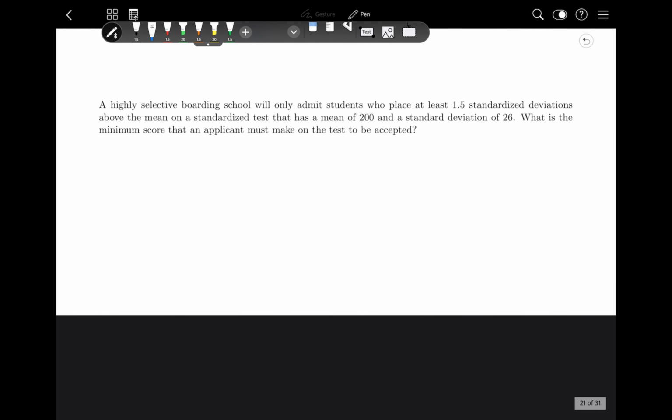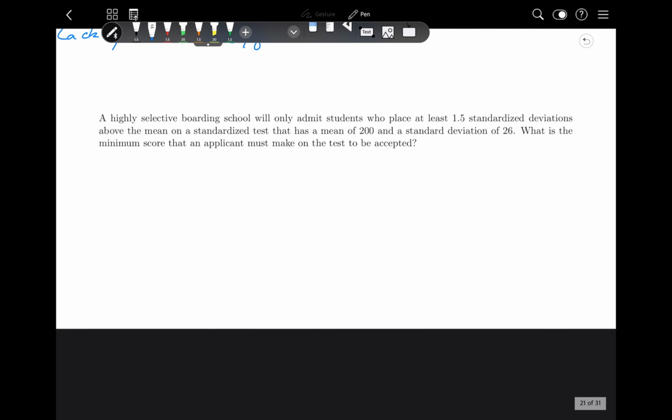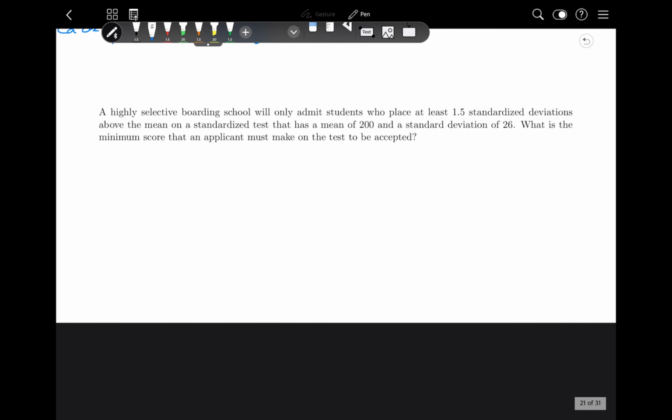Now we can also figure out data values when we know what the Z-score is. So, for example, a highly selected boarding school will only admit students who place at least 1.5 standard deviations above the mean on a standardized test that has a mean of 200 and a standard deviation of 26. What is the minimum score that an applicant must make on the test to be accepted? So we can set up our formula, Z equals X minus X bar over S.